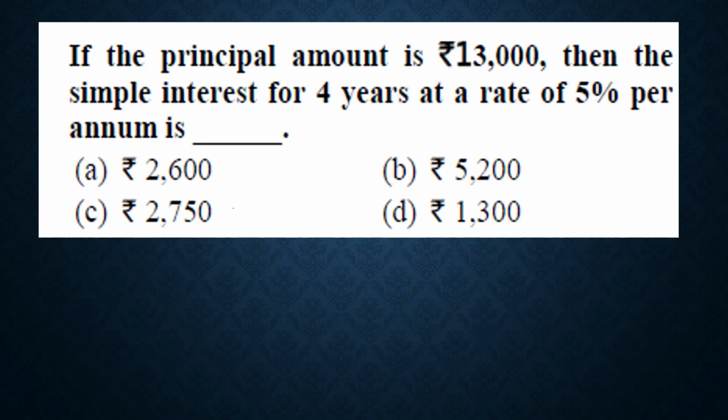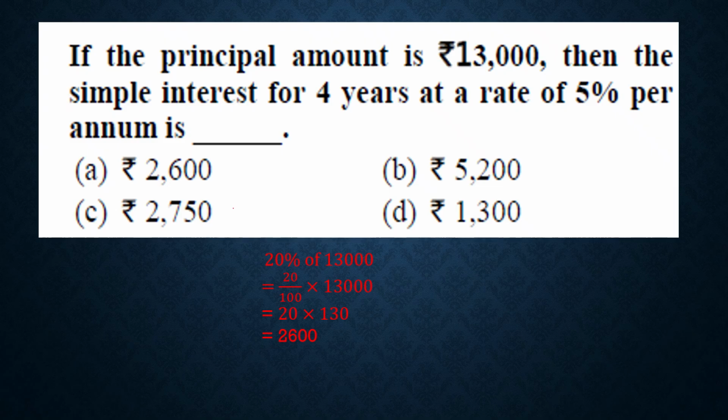Here it is a similar concept. The simple interest is calculated on 13,000 rupees at the rate of 5% for a time period of 4 years. We have to calculate the simple interest. Here it is 4 years, so 20% of 13,000 gives the simple interest. Two zeros cancel, and 20 into 130 is exactly 2,600.